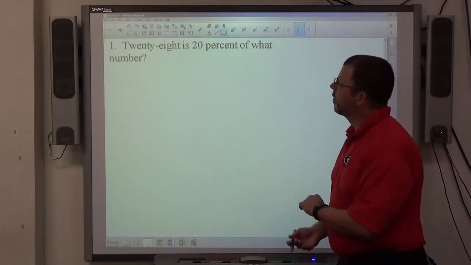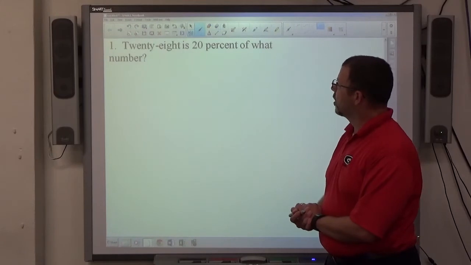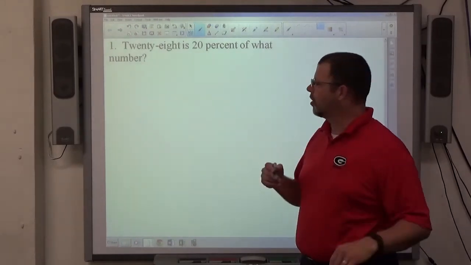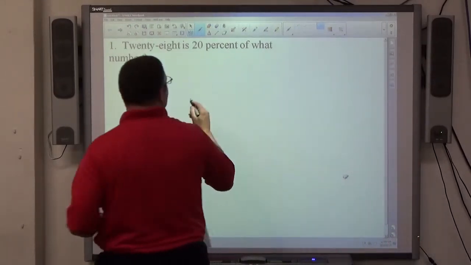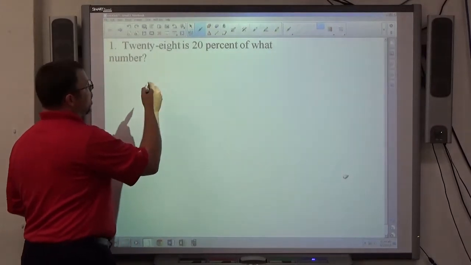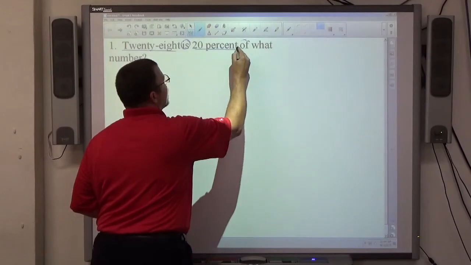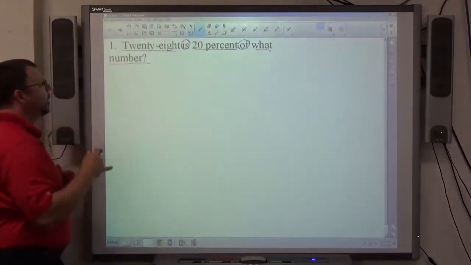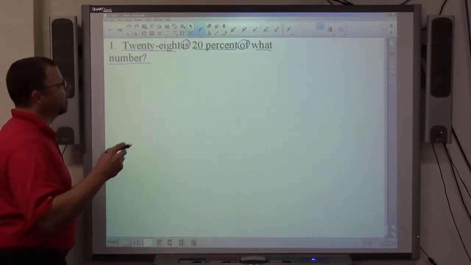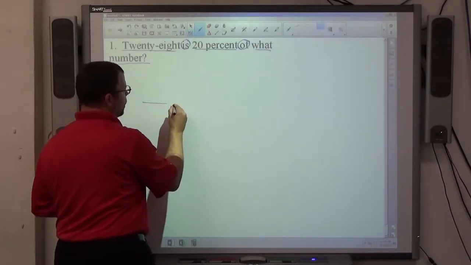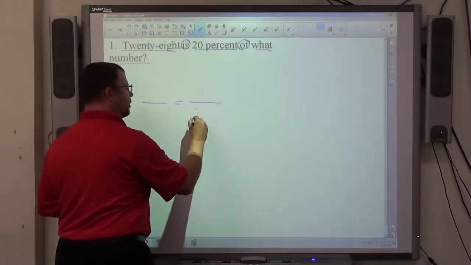Okay, the first problem on the study guide for test 3: 28 is 20% of what number? The second problem is also this type of problem. It's a percent sentence problem, so you have 28 is 20% of what number? You have "is" and "of" in there, and as soon as you start seeing that type of structure, you want to set up a percent proportion.